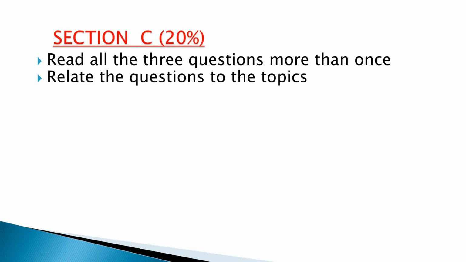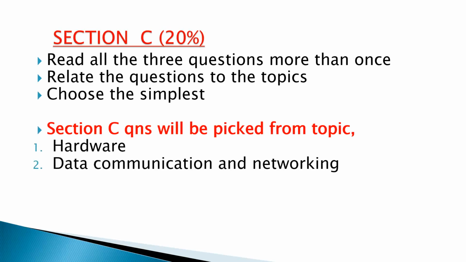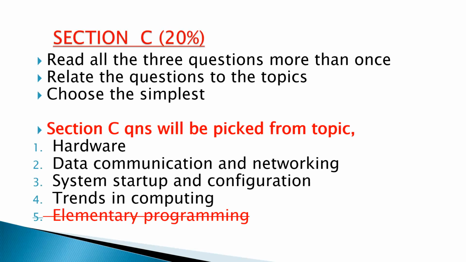Now, where do we get these three questions in the entire chapter? We get these three questions from some topics which I'm outlining there. The three questions are picked from computer hardware, data communication and networking, system startup and configuration, trends in computing and elementary programming. In those five chapters, we shall see a way of picking the three questions. They may not cut across many topics. If we are picking a question from hardware, it may come entirely from hardware. If we are picking a question from data communication and networking, it may be picked entirely from data communication and networking. So out of these five chapters, we shall have three questions where you have to pick one question.